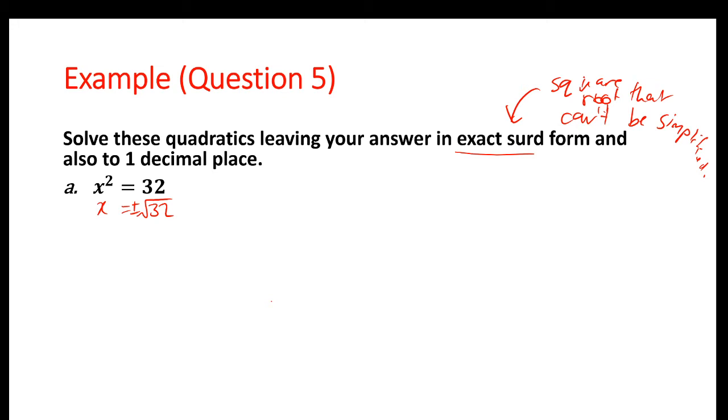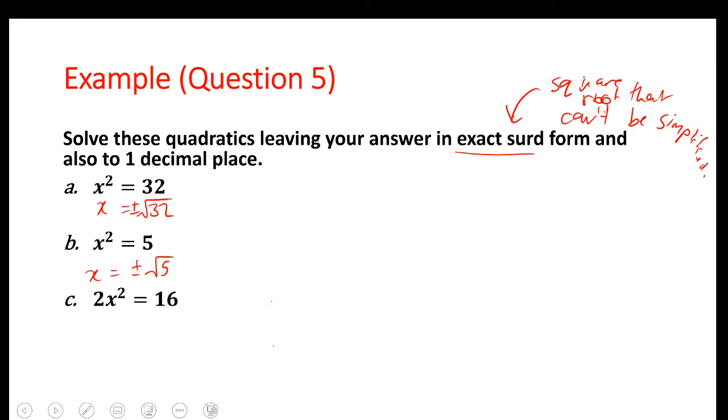Now, if you were to put square root of 32 into your calculator, you would notice that you get an answer that doesn't look very nice. So that's why we just leave it in the surd form like that, okay? It's just a simpler way to write it. X squared is equal to 5, so x is equal to plus or minus the square root of 5. It's just that simple, in fact.